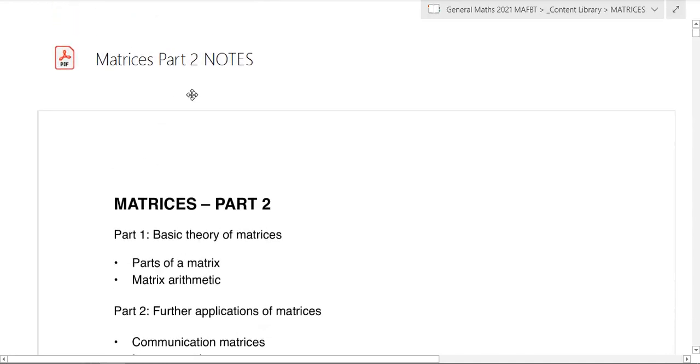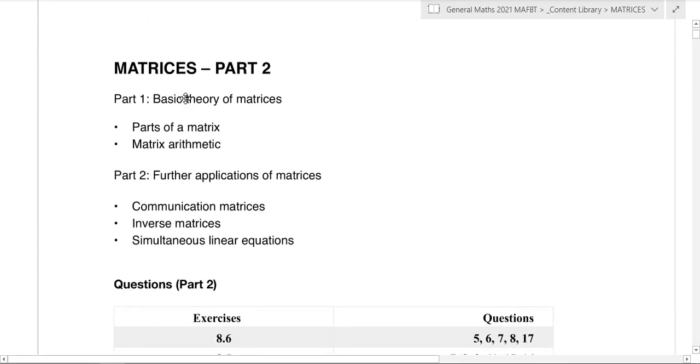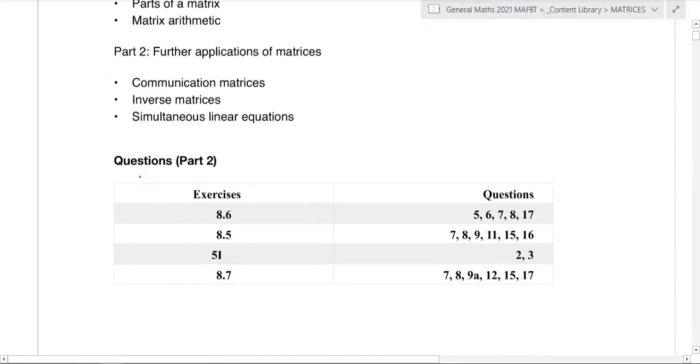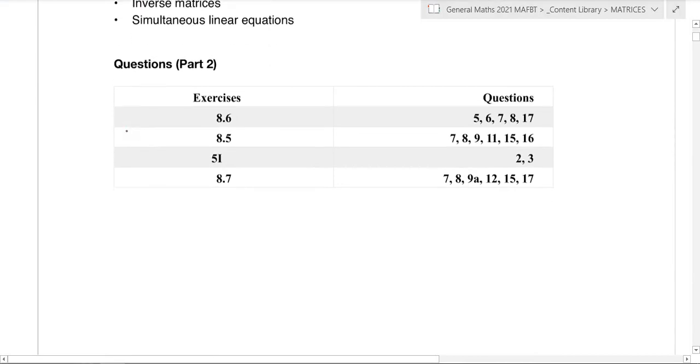So we've already gone through part 1 before the holidays. We're now into part 2, and we'll be starting from part 2 here, which is further applications of our matrices. In this part of the unit, we'll be covering communication matrices, inverse matrices, and simultaneous linear equations. There will also be elements within each of these that you'll cover. Today's lesson, we're going to go through 8.6. Let's begin.